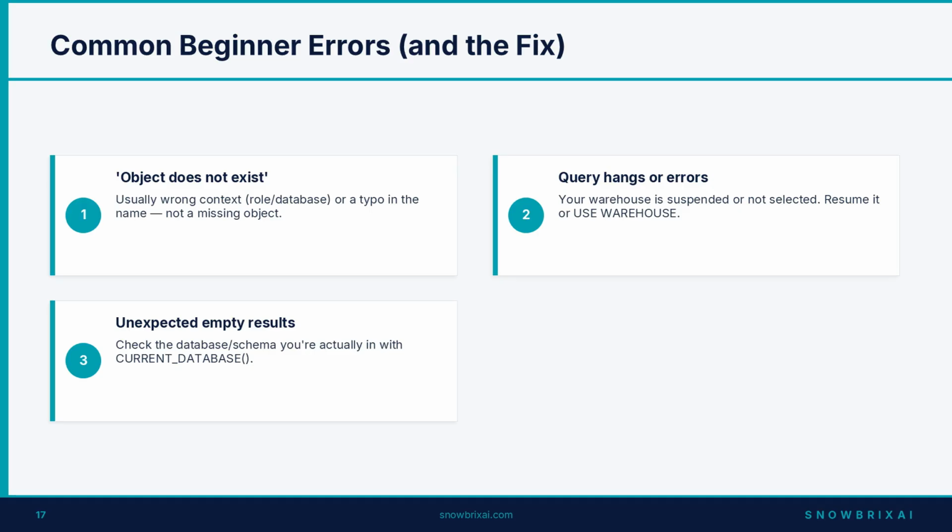Second, a query just hangs or complains about the warehouse. That means your warehouse is suspended or you never selected one. Third, you get empty results when you expected rows. Check which database and schema you are actually in, using current database. See the pattern? Almost every early problem is context, not catastrophe.